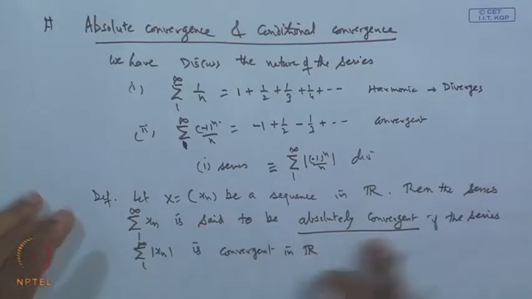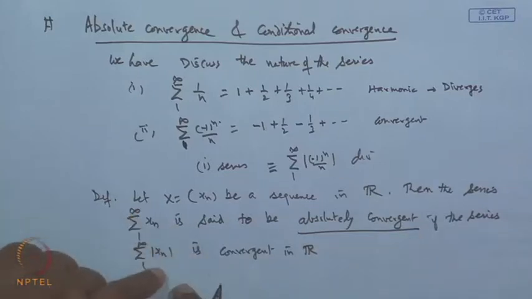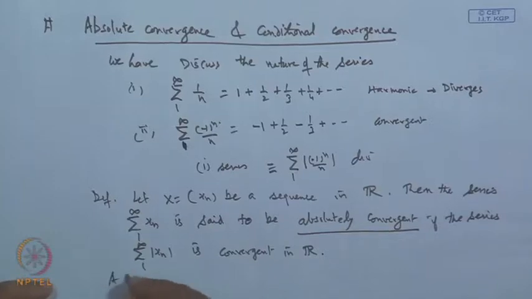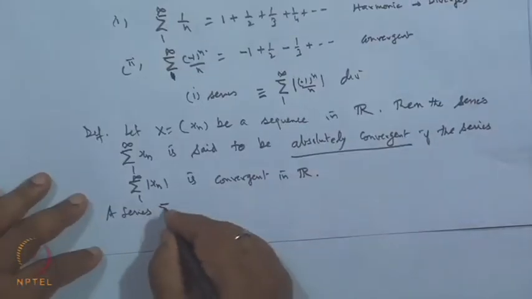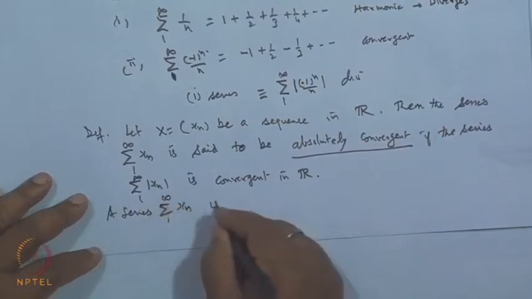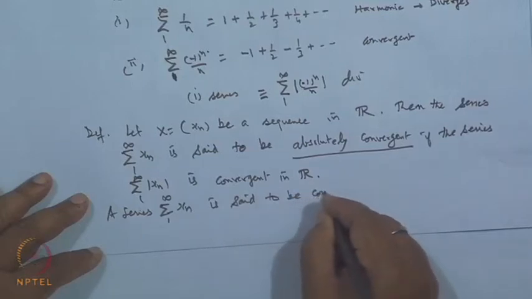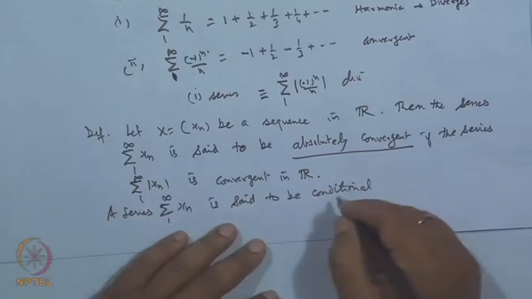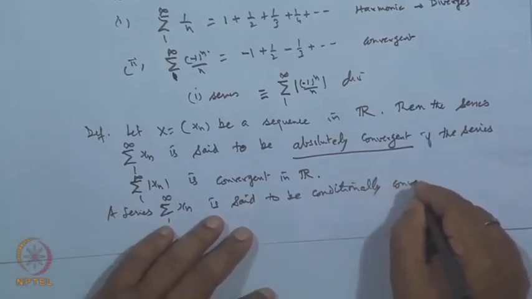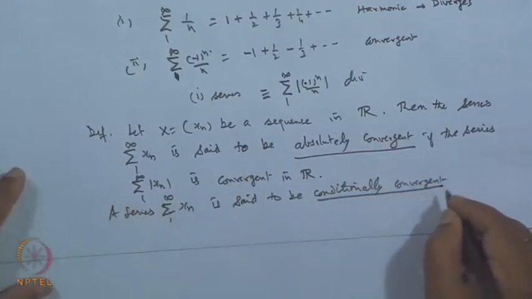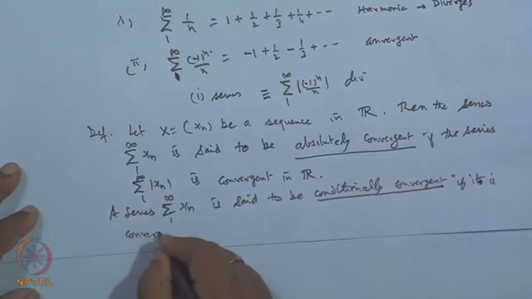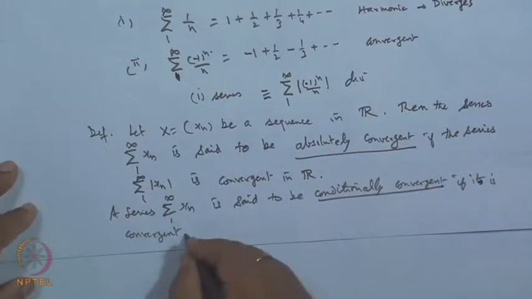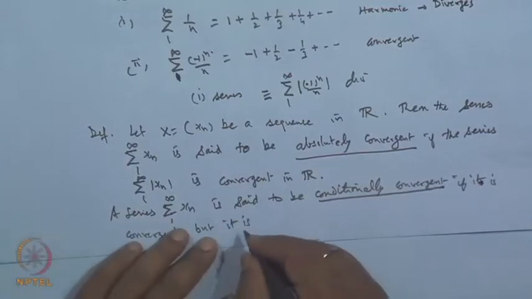So, a series sigma x n is said to be absolutely convergent if the corresponding series of its absolute terms is convergent in R. And a series sigma x n, 1 to infinity, is said to be conditionally convergent if it is convergent, but it is not absolutely convergent.